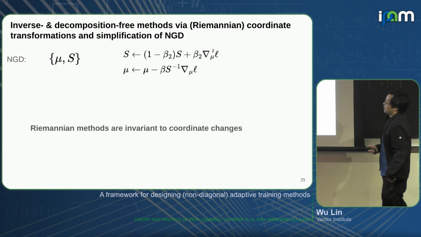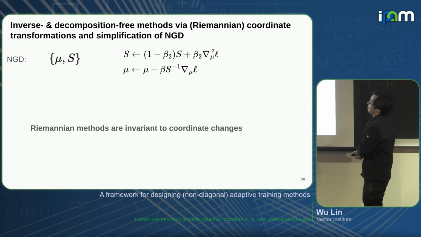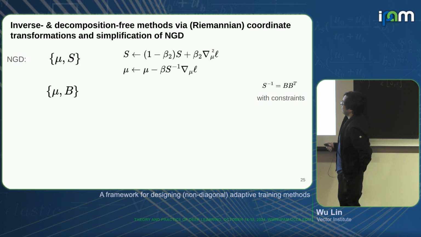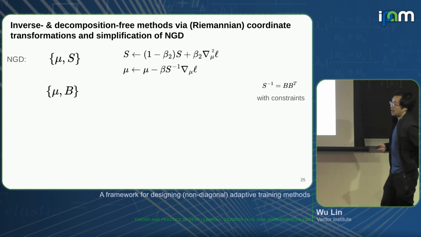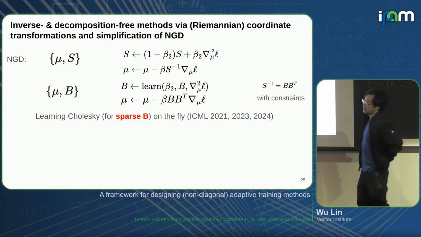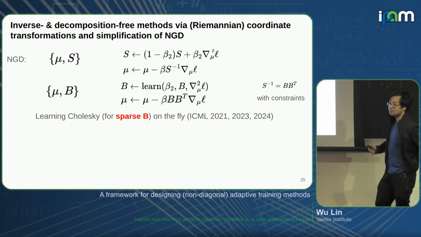So the key idea is that we exploit the fact that Riemannian methods are invariant to coordinate changes. We have shown that we can recover Newton's method by choosing this particular coordinate system that contains the mean mu and the inverse covariance S. We also showed that we can obtain an inverse-free update scheme by performing natural descent in this new coordinate system, where B is the Cholesky-like factor of S inverse. Later we'll see that we can introduce structures in the preconditioner by using a sparse matrix B.